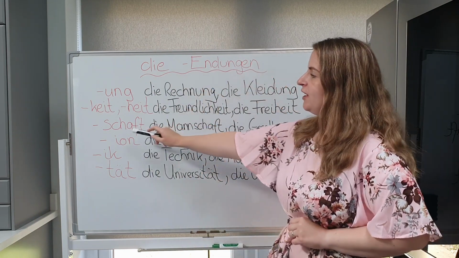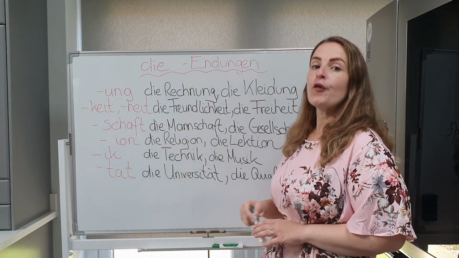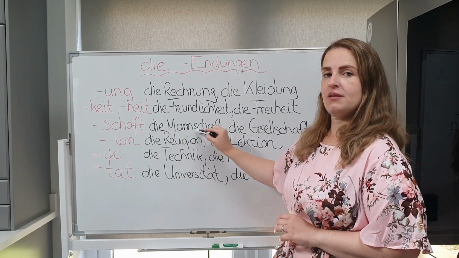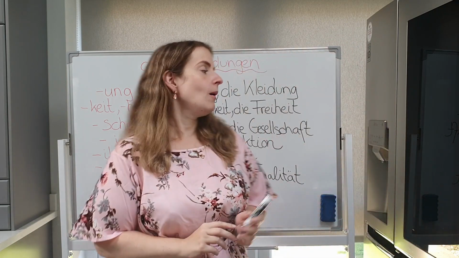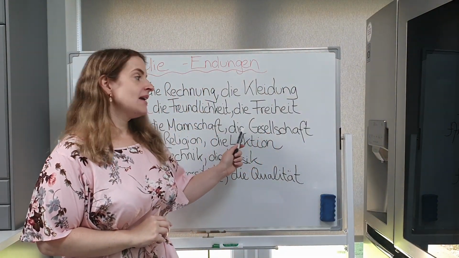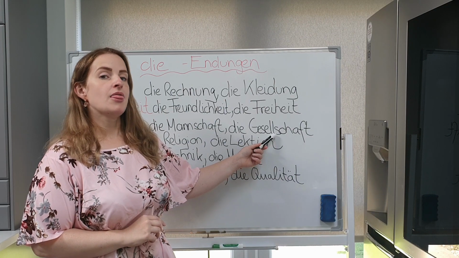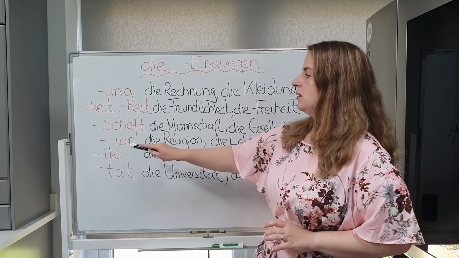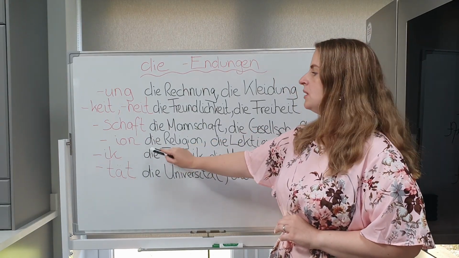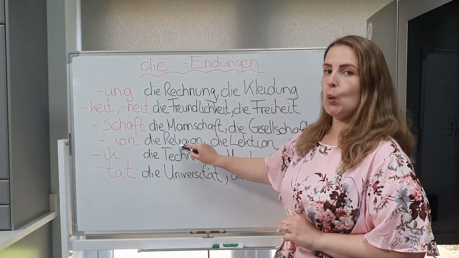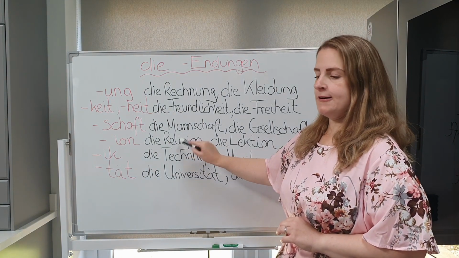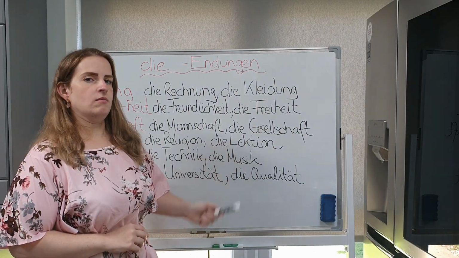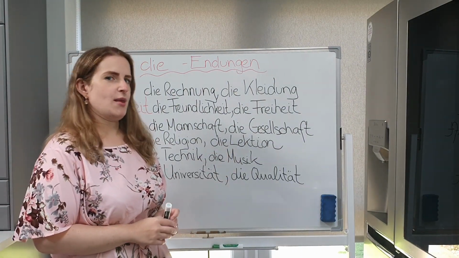Words ending with -schaft. For example, die Mannschaft, the team. Or die Gesellschaft, the society. Nouns ending with -ion. For example, die Religion, the religion. Die Lektion, the lesson. That's what we're doing at the moment.